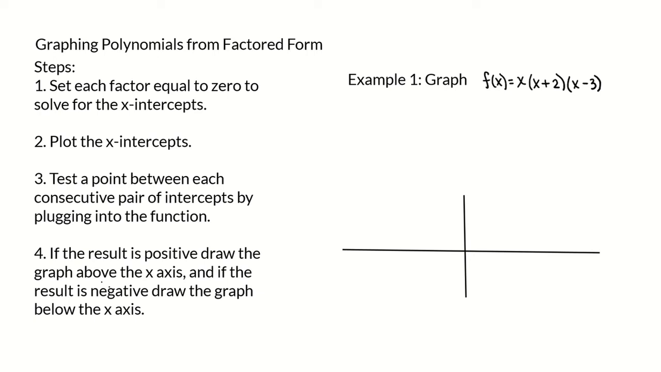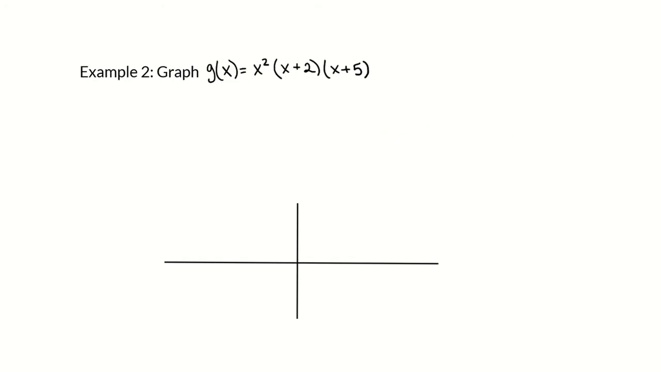Let's do another example. Graph g of x equals x squared times x plus 2 times x plus 5. First thing we do is we find the x-intercepts by setting each factor equal to 0. Setting x squared equal to 0, we would solve by taking a square root on both sides to get x equals 0 for the first x-intercept. Then x plus 2 equals 0 is the next factor. Subtract 2 from both sides to get x equals negative 2.